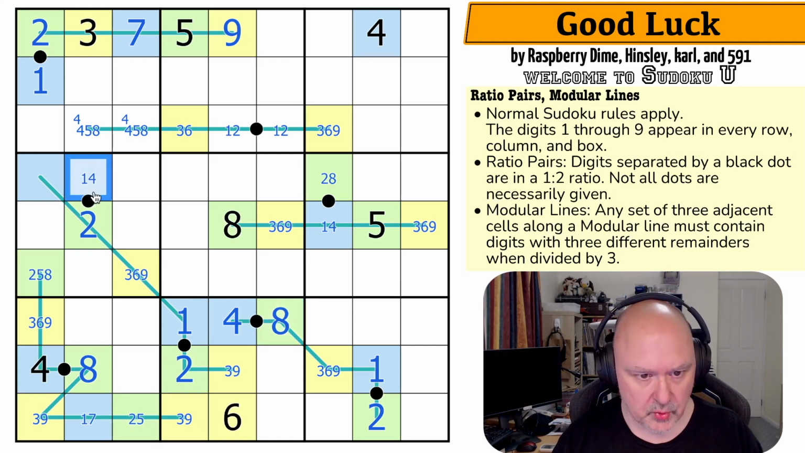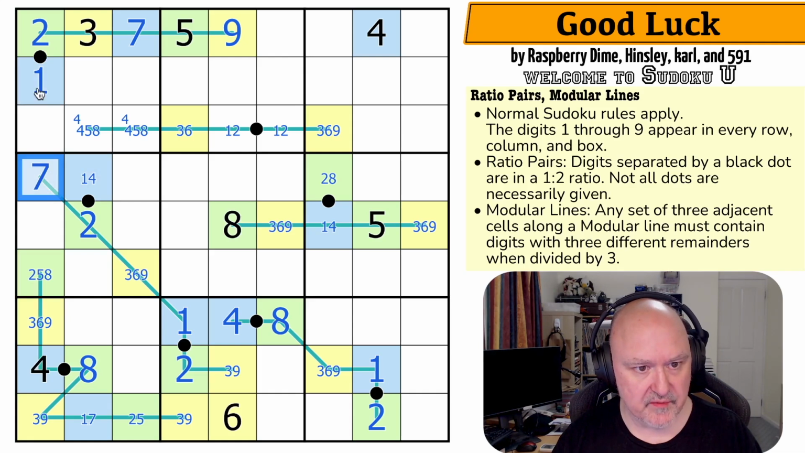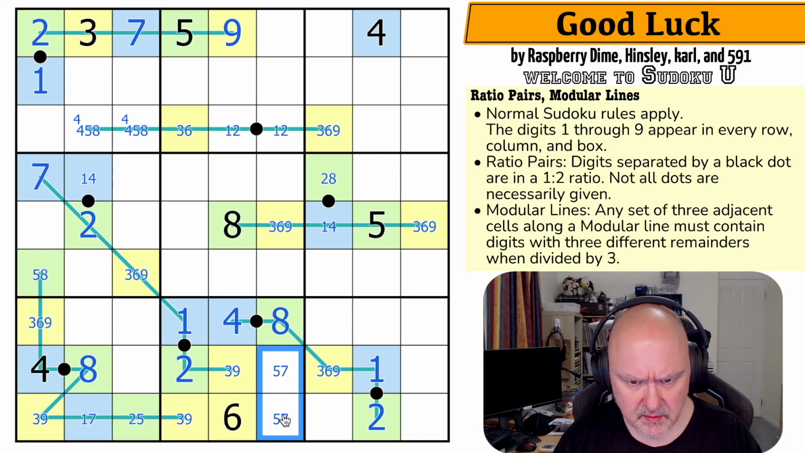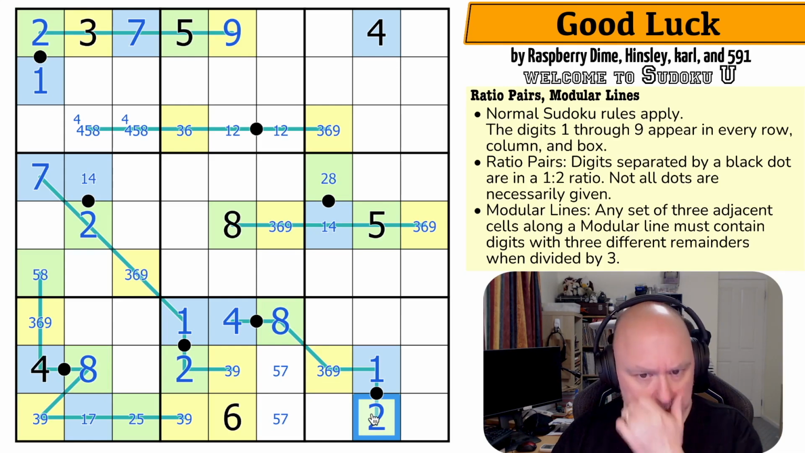This can't be 2 or 8. It's 1 or 4. This is 7 because it has to be blue and 1 and 4 are gone. There's no 2 here anymore. That was really clever. This is a 5-7 pair. I liked the way that worked, the way you could colour this line. That was very clever. Okay, I need to find something else though.